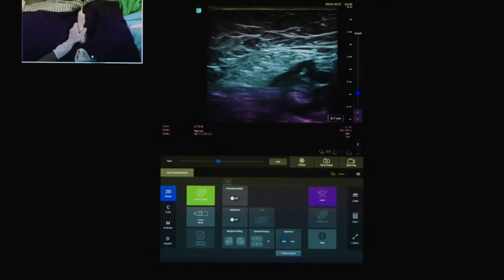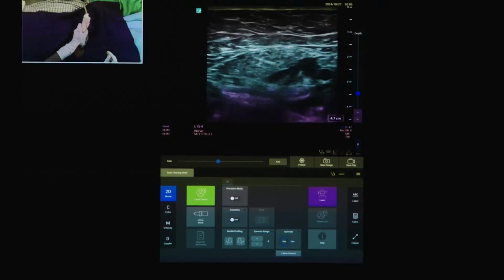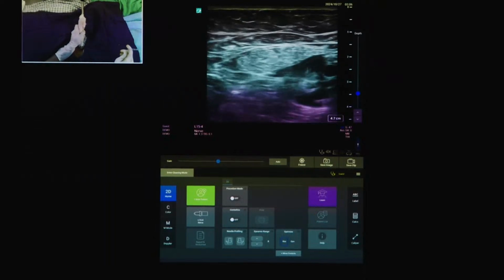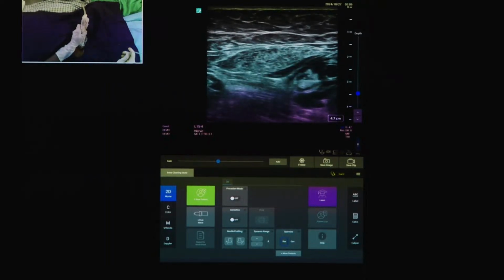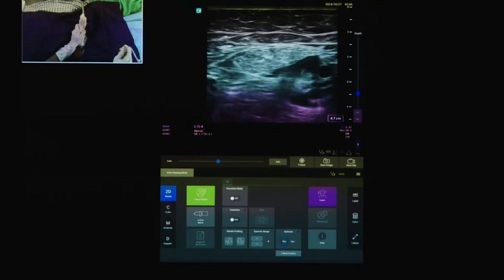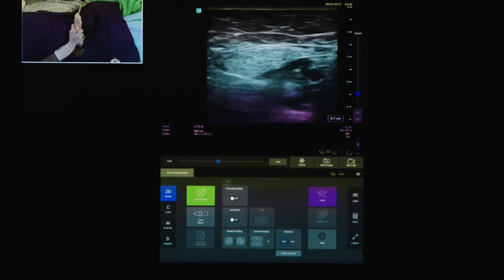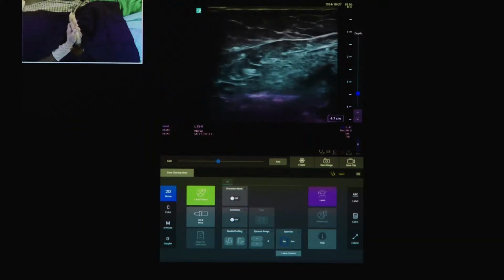Yeah, you can see the nerve surrounding the drug. Now you can see the drug surrounding the nerve clearly, and this is the saphenous nerve which we blocked. It's done, yeah. Thank you. So you have seen the adductor canal block.